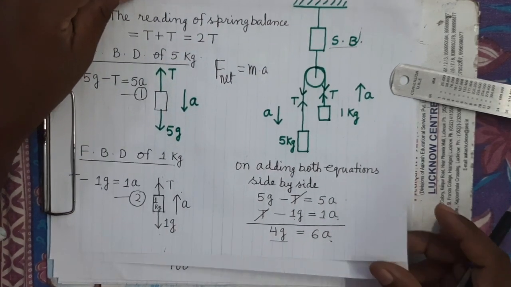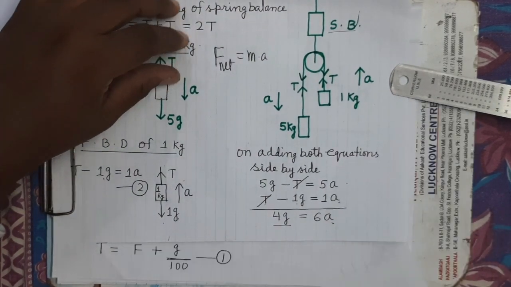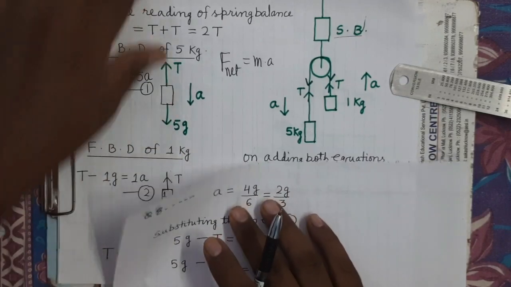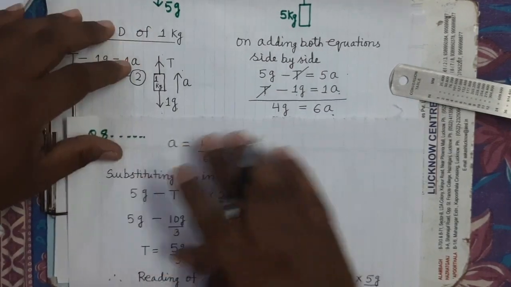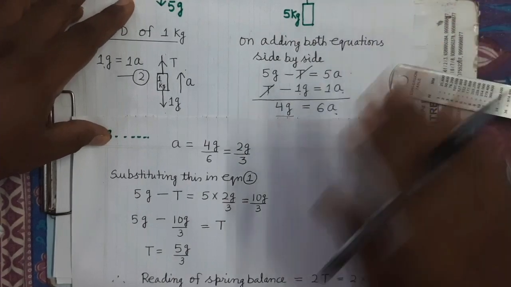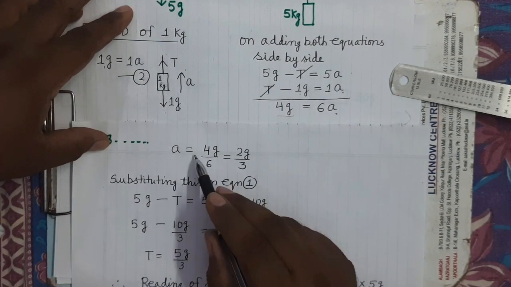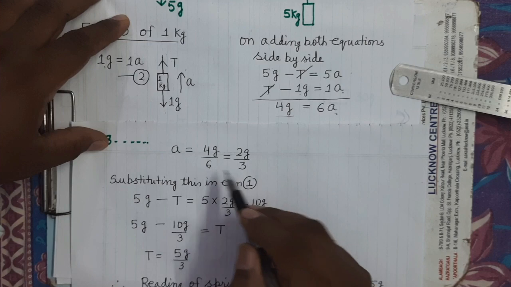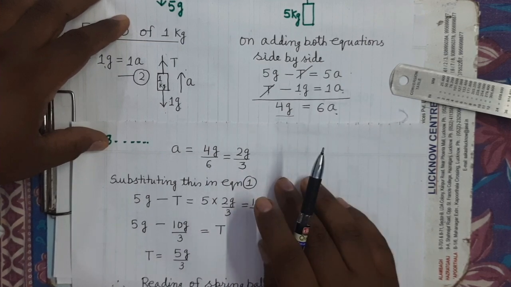Now this is 6a, so in this way you have determined the value of a. You can see here, 4g equals 6a, so a equals 4g upon 6, that is 2g upon 3.